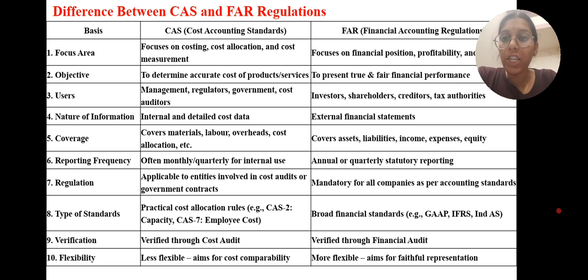Whereas FAR is for broad financial standards like GAAP, IFRS, and Indian Accounting Standards. And the reporting frequency of CAS is monthly or quarterly. This cost accounting standard will be prepared monthly or quarterly based on the company's specification or need, and it is used for internal use only, whereas FAR is reported quarterly and annually, and it is for statutory reporting.